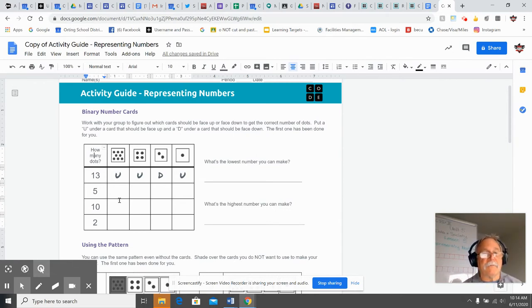So the number 5. We know that 4 plus 1 equals 5. So do we want to use the 8? No, we make that a down. So we put a D there. We want the 4, so let's make that a U. We don't want the 2, so we make that a down. And we want the 1, so we make that an up. So there it is. You've just completed the 4-digit, or 4-bit, number block for the number 5.